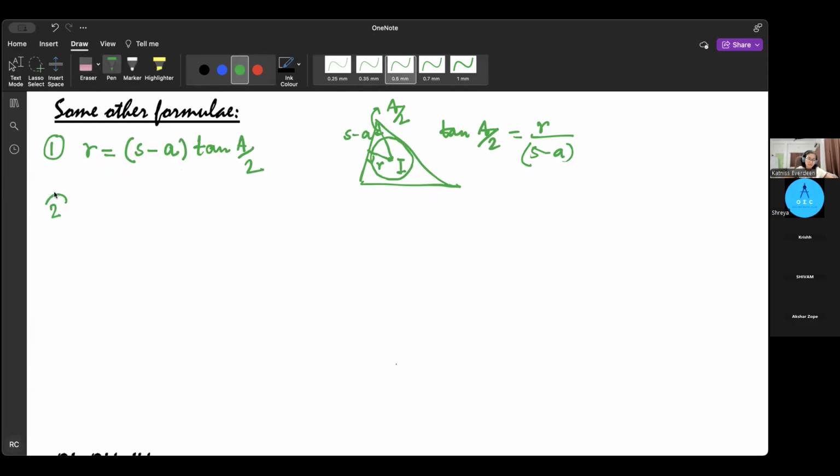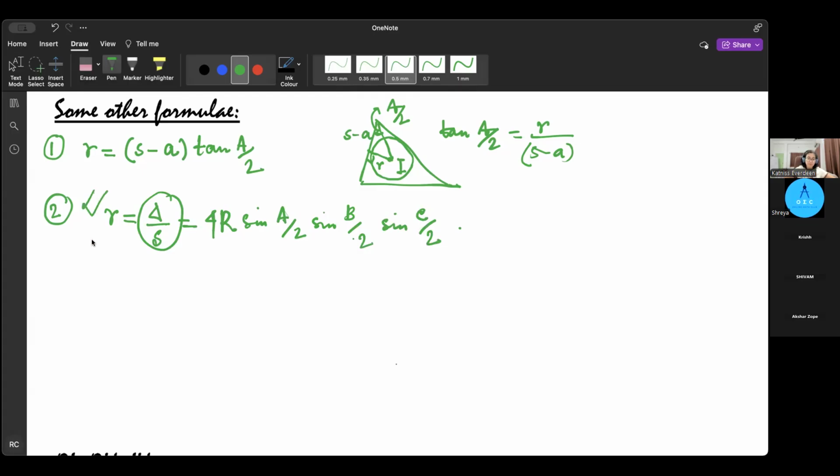Well, fine. Okay, the next one is r is delta by s. This is not something I really want to show using trig, so this is just for FYI. And the second thing I'm claiming is that this is 4R sine A by 2, sine B by 2, sine C by 2. So I'm going to give you 5 minutes to think about this because this is very important and it's going to come up pretty often in some stuff we are going to prove. So best to think about it for a while before I spoil it.